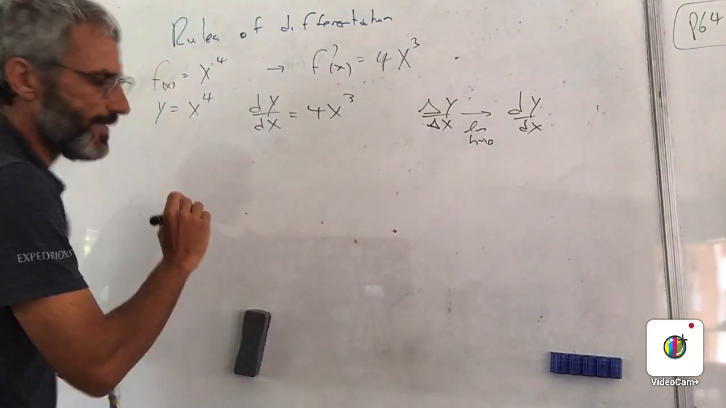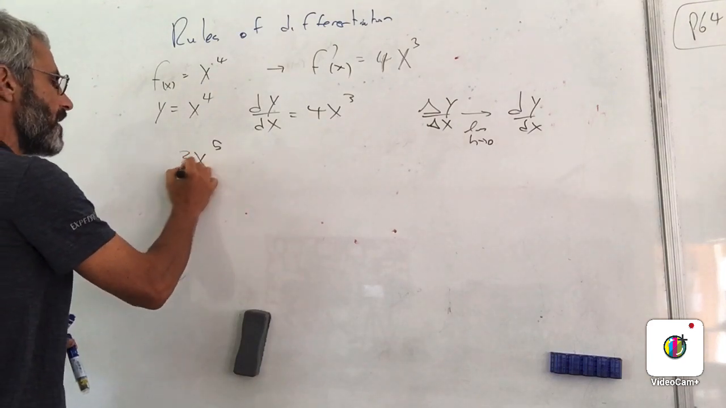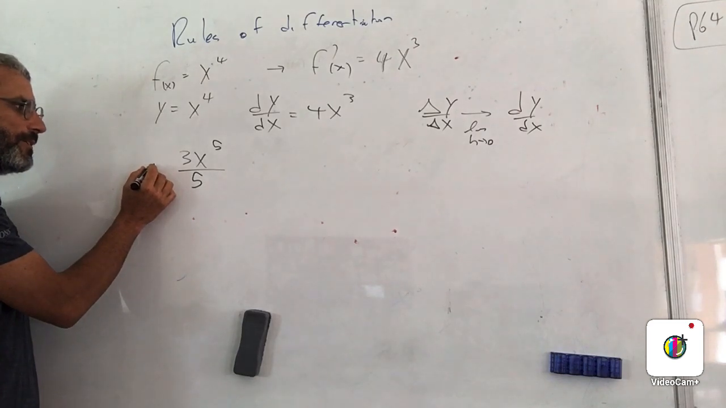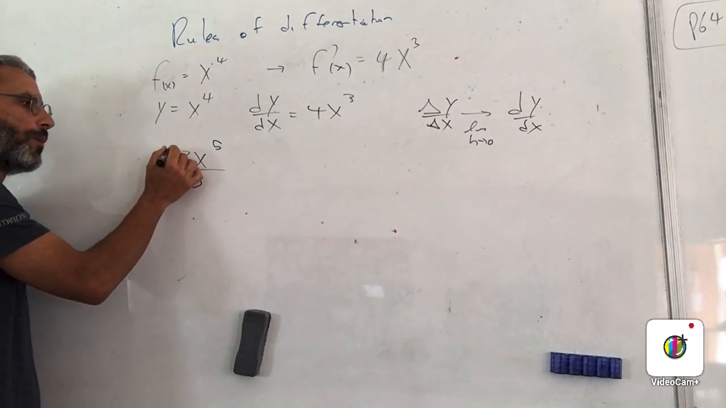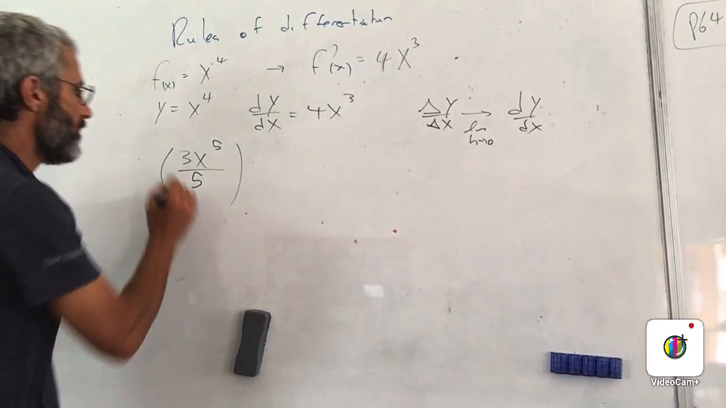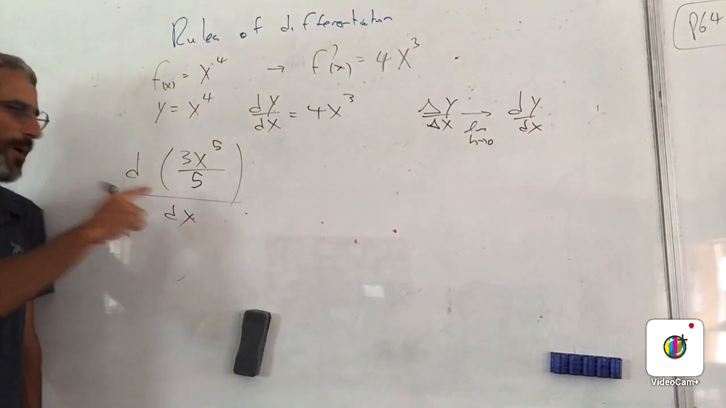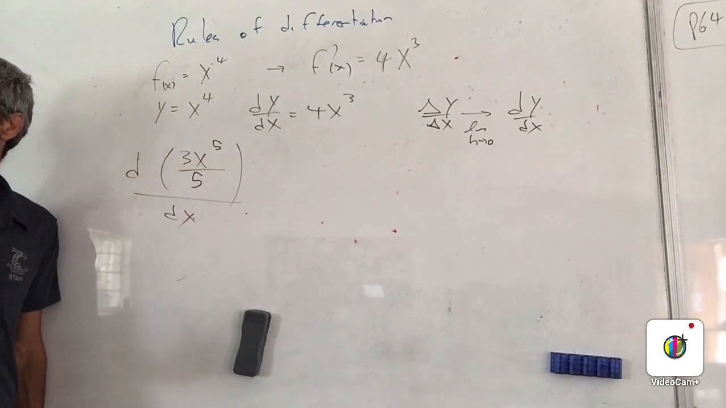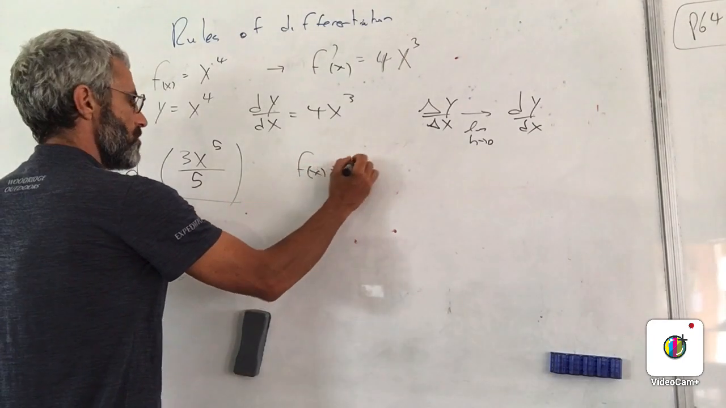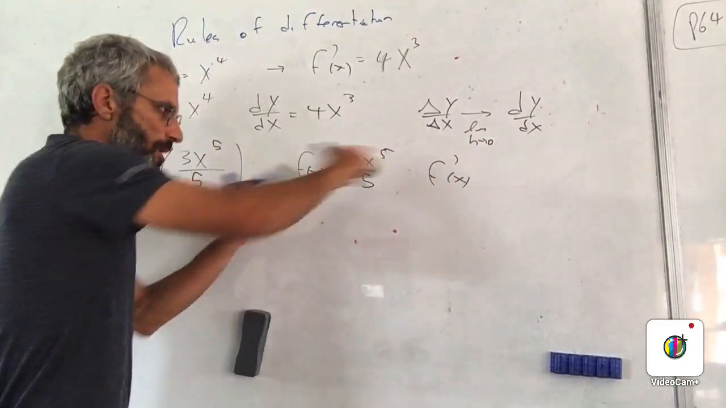Okay? One, let's say I have 3x to the power 5 over 5. Now instead of writing f of x equal to that, I'm going to write this whole thing and take the derivative of it. So I'm going to write d of this to dx. That basically means I want the derivative of this. It's the same as if I wrote f of x equals 3x to the power 5 divided by 5, and then took the derivative. Maybe I should start with that.